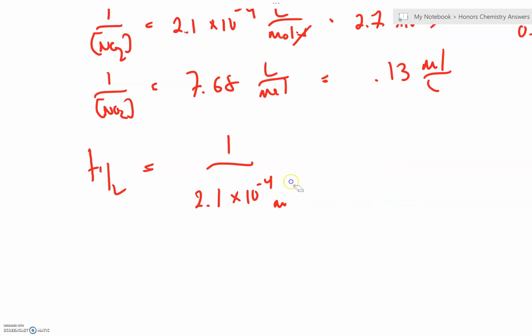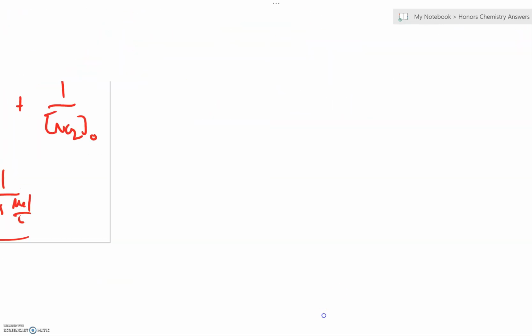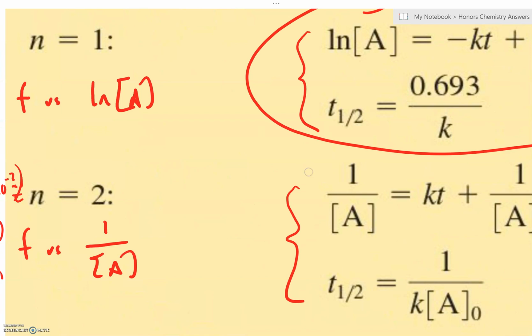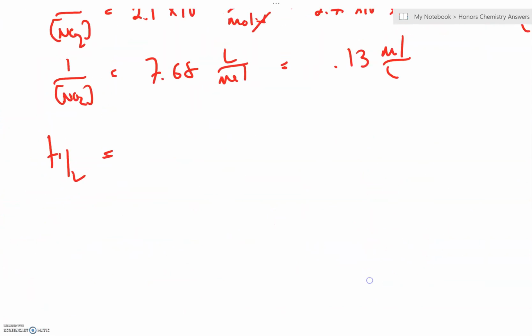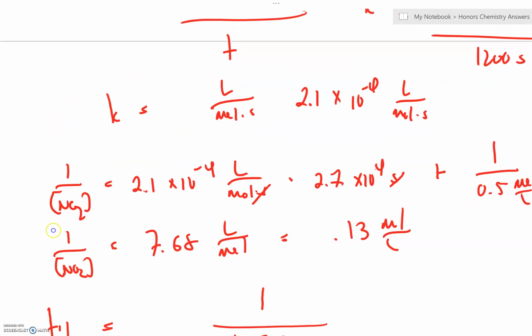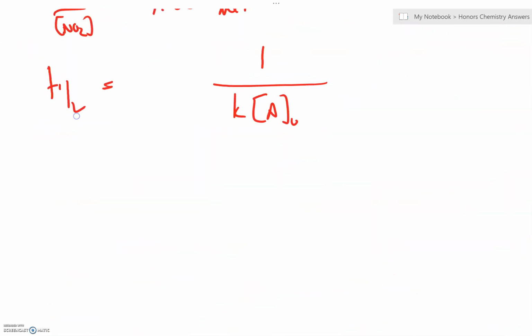In fact, let me write that a little bit more neatly, because this is the equation for half-life. It's right here for a second order reaction. Okay, so half-life, the time for it to run all the way to half, is 1 over the constant k times the original concentration at time 0. And let's plug that in. Well, for us, the original concentration, as we've said, is 0.5 moles per liter. So 1 over all this stuff.